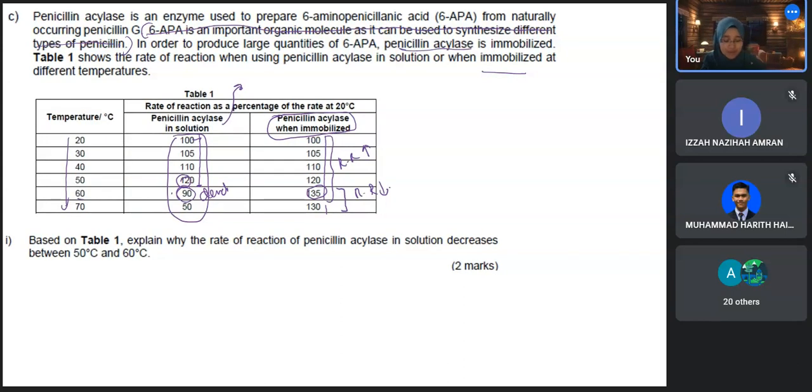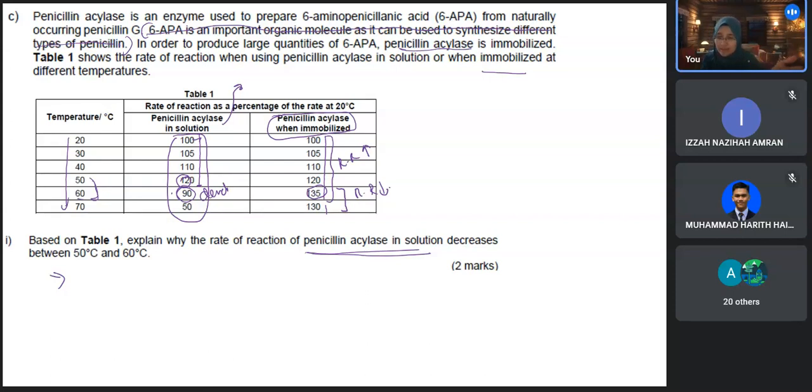Okay. So based on table 1, explain why the rate of reaction of penicillin acylase in solution decreases, okay, between 50 and 60 in solution. Maksudnya not immobilized kan? It is not immobilized. Okay. So kenapa? Sebab due to the chemical bond within the enzyme that is broken. Okay, the chemical bond that holds the enzyme structure is broken and causes the enzyme to be denature. Itu je lah kan.